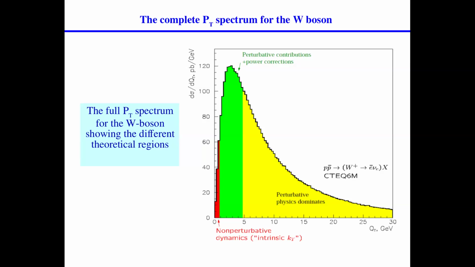Maybe there's some intrinsic KT, that is, the partons coming in are not exactly collinear, but the soft gluons make them rattle around a little bit with a few hundred MeV. So we've got something down there, and then this green region is going to be a transition region where we sort of paste the two together in some sense. And if we want to get the full PT spectrum, we're going to have to put all these together.